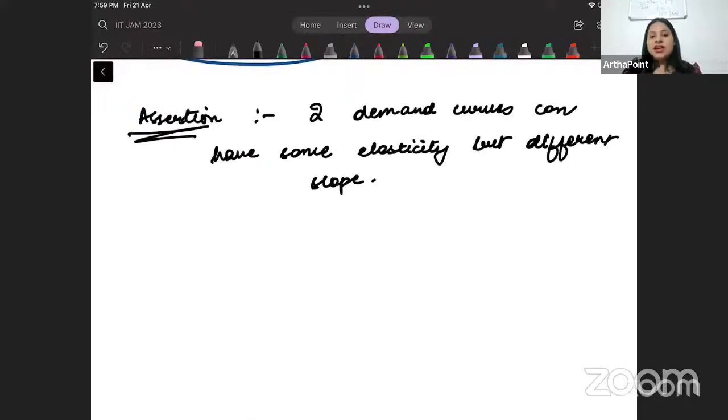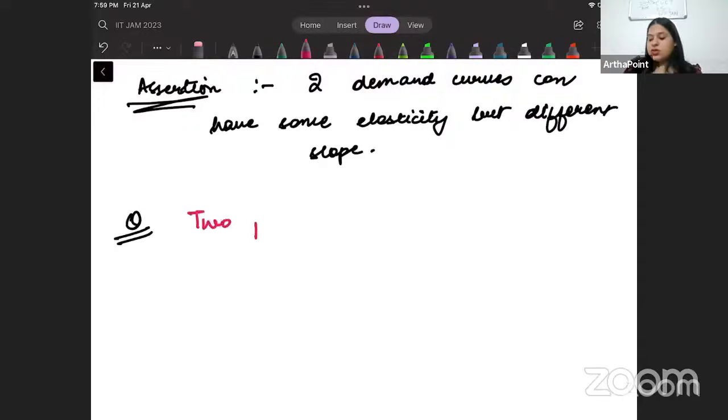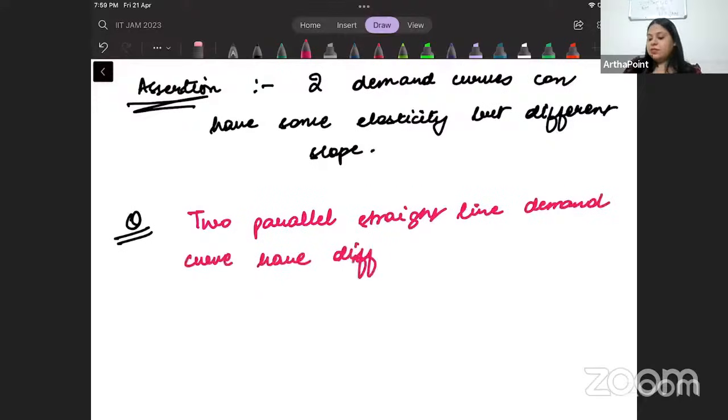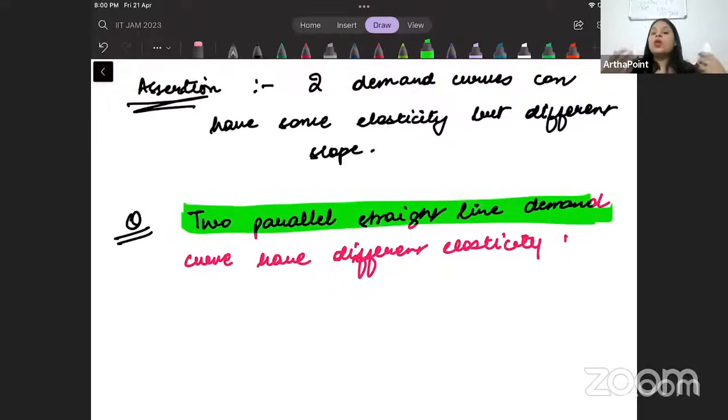Now please understand another thing which is important. एक और स्टेटमेंट मैं आपको देती हूँ, देखते हैं ये हम क्लियर कर पाते हैं नहीं. So you have to think about this. Two parallel straight line demand curves have different elasticity. बेटा समझो, पैरेलल डिमांड कर्व या पैरेलल लाइन मतलब उनका स्लोप इक्वल है. स्लोप इक्वल होने का मतलब ये नहीं है कि उनकी इलास्टिसिटी भी इक्वल होगी.